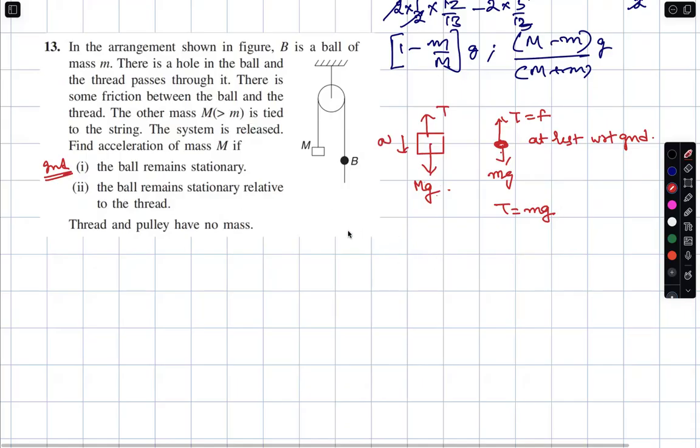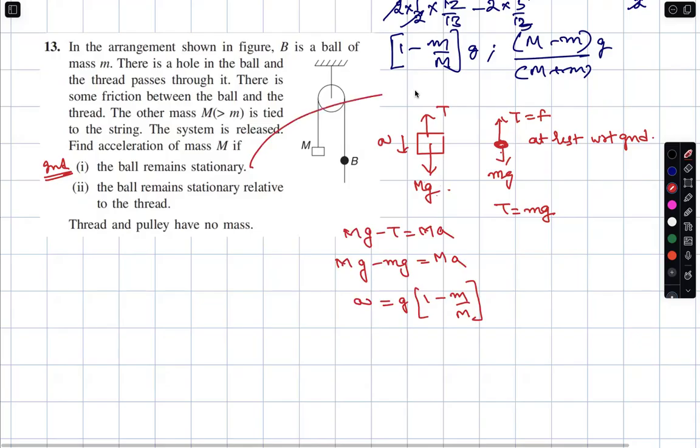Now, what is going to happen? mg minus T is ma. mg minus mg is equal to ma. So, therefore, acceleration is 1 minus small m by capital M. Can you please tell me which case this will come under? The ball remains stationary with respect to ground.